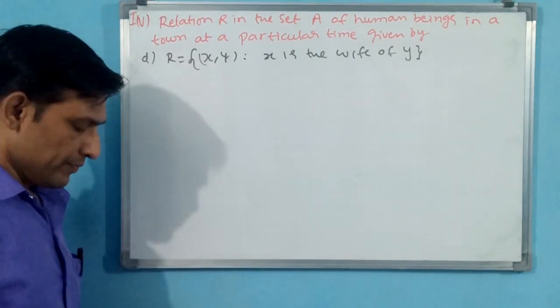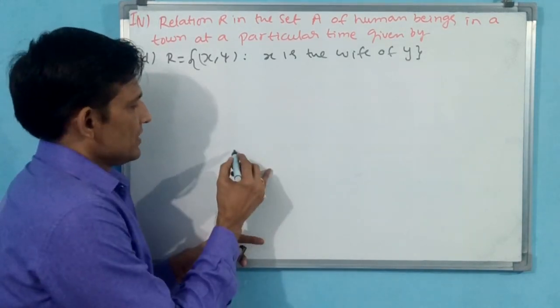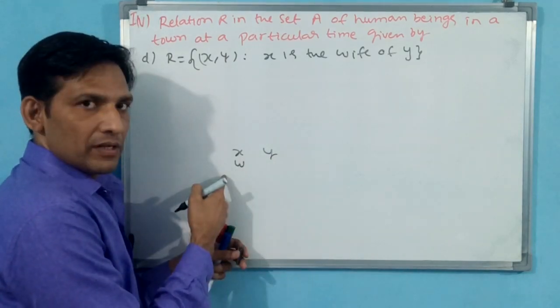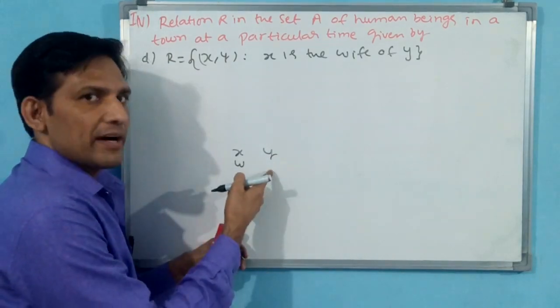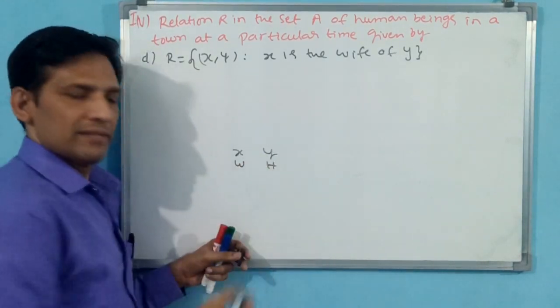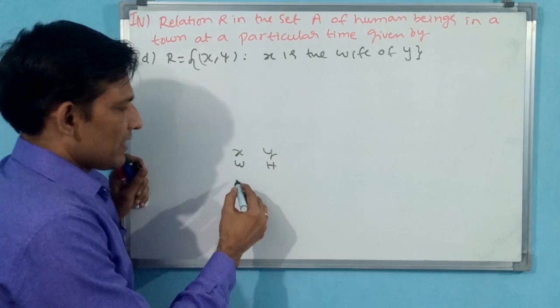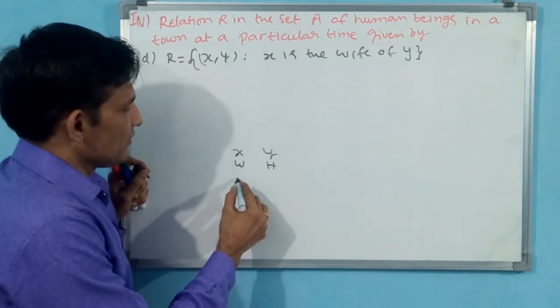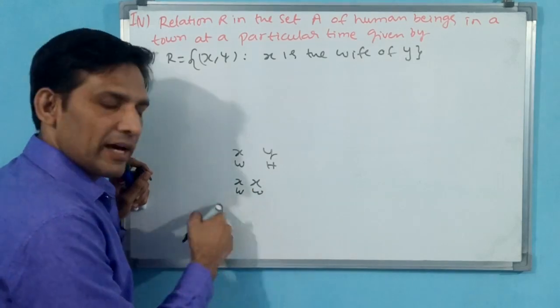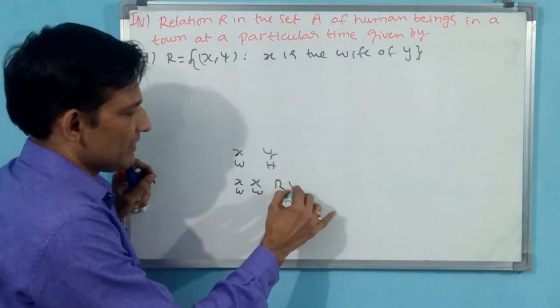You see here what they have written: X, Y are there, X is wife of Y, that means Y is husband. For making this reflexive, X we have to write, but X cannot be wife to herself. That is why this is not reflexive.